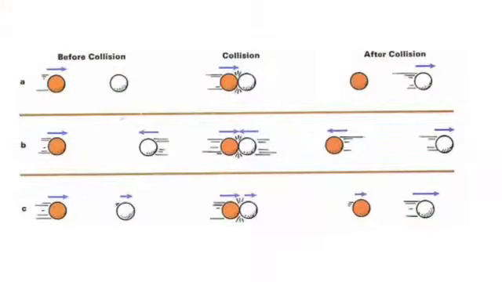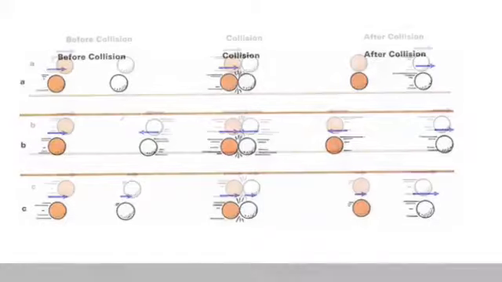Let's recap with these three examples. So in A, the white ball has zero momentum because it's stationary. The orange ball has a positive momentum from its mass times velocity. After the collision, the momentum from the orange ball has been transferred to the white ball. The white ball now has a positive momentum. It moves off at the same speed the orange ball had been because they're the same mass. The orange ball has stopped, it's stationary and has no momentum.